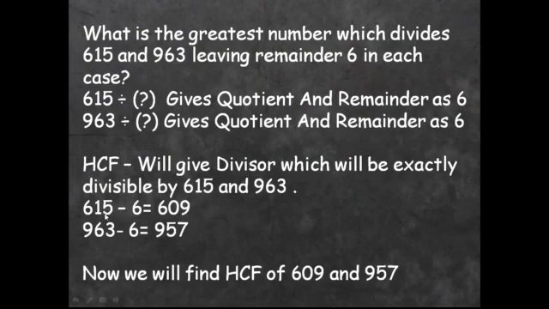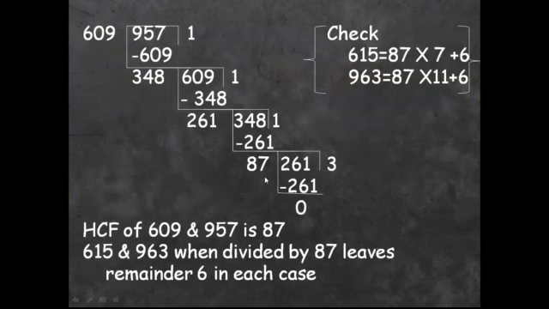So removing the remainder, that is 6, from 615 and 963, we get the new numbers, that is 609 and 957. So we will find out the highest common factor of 609 and 957. By doing the long division method, I got 87 as the highest common factor of 609 and 957.